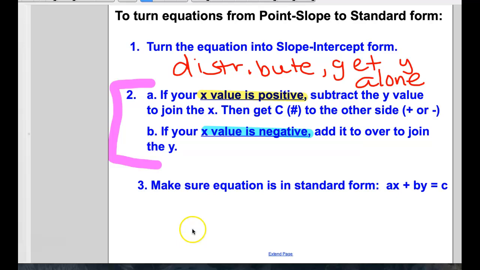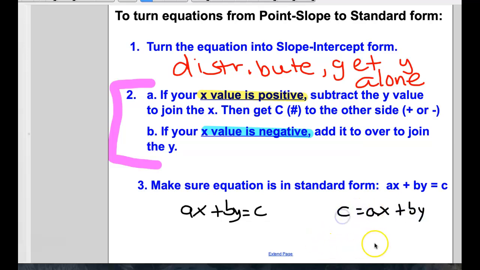There are 2 big pieces for standard form. Your x and your y need to be together, so you can have the x minus y in the front, which is pretty typical, or you could have the x and the y together on the right-hand side and have your equals to C number first. But your A value, that number in front of the x, has to be positive.